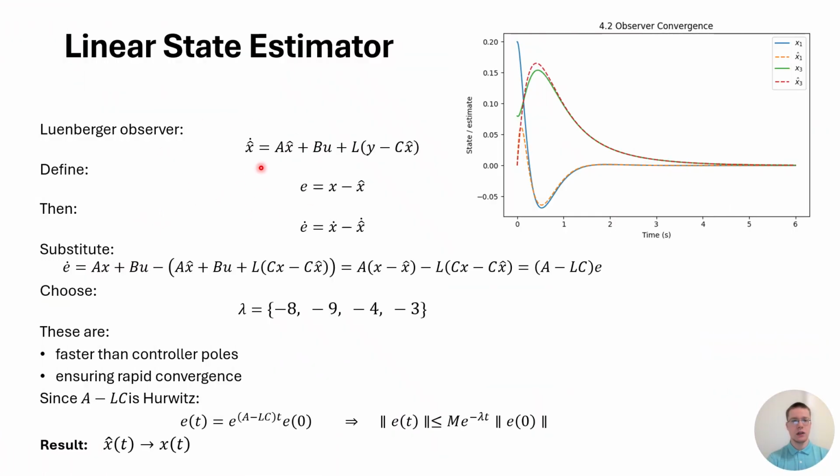Here you can see the linear state estimator. The eigenvalues were chosen so that they were faster than those controller poles on the previous slide, ensuring a more rapid convergence, as we can see here in this graph.